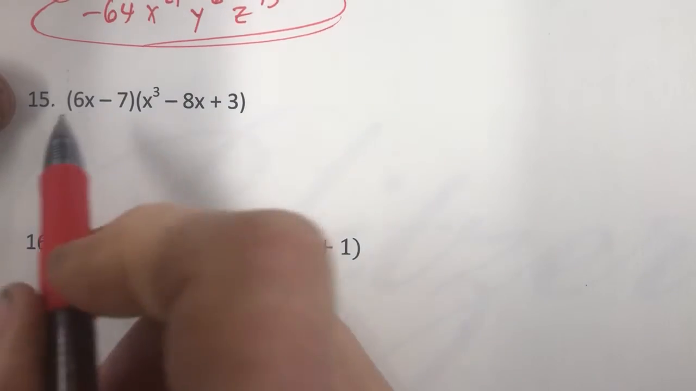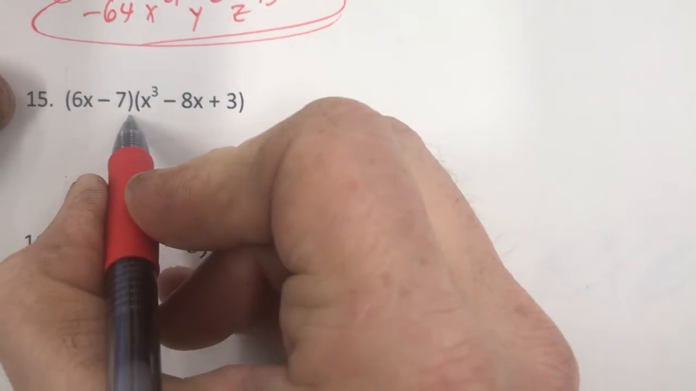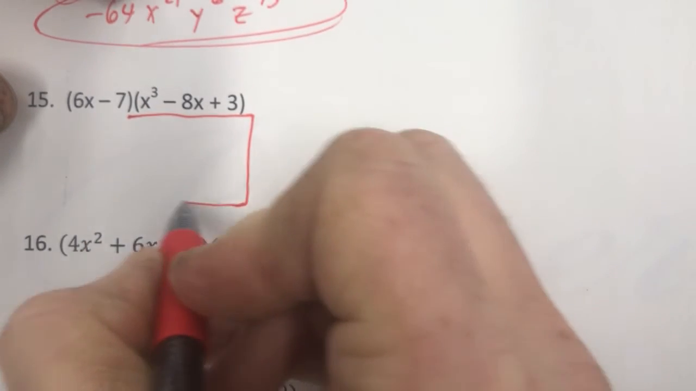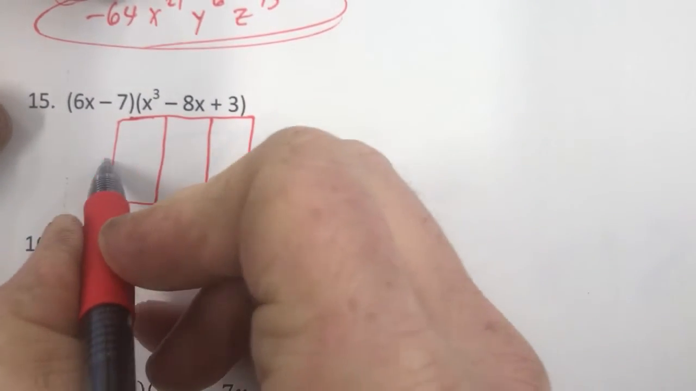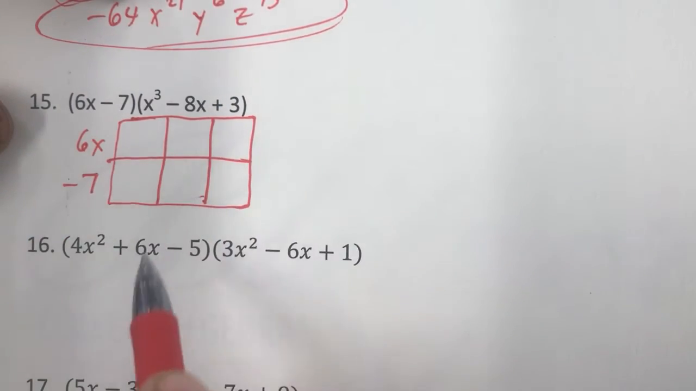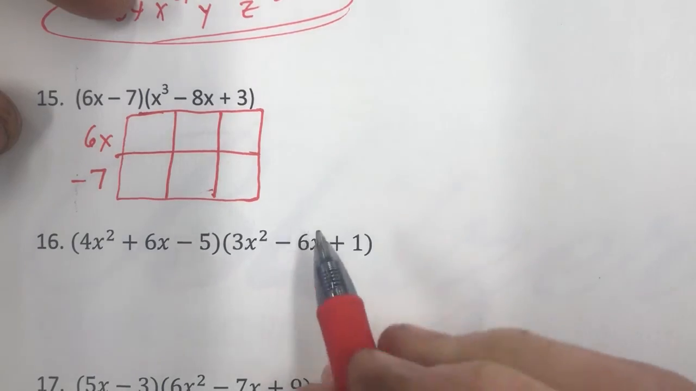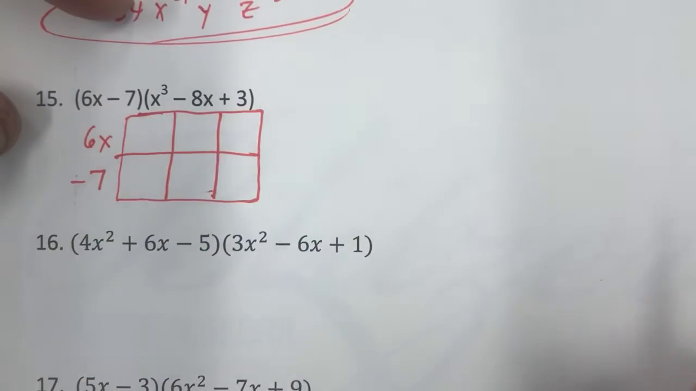Okay, now these two are multiplying, so I guess it's best to do a box. I'm just going to draw a box under this one right here, and then this one I'm going to put on the side, 6x minus 7. So there's 6 products here. I think doing the box is the best deal. It keeps it organized and you're making fewer mistakes.